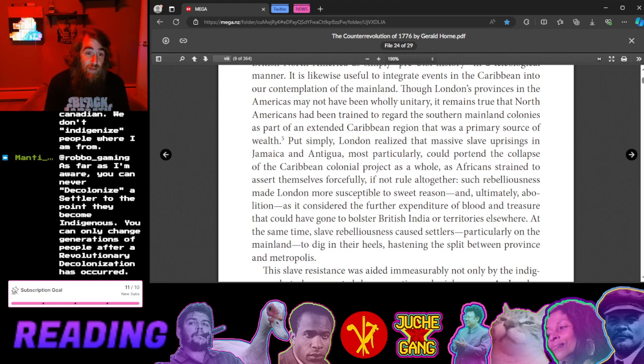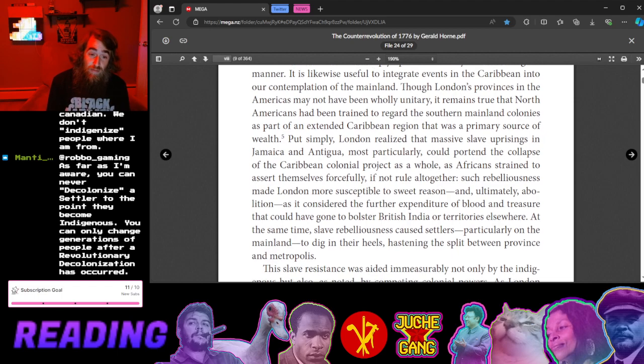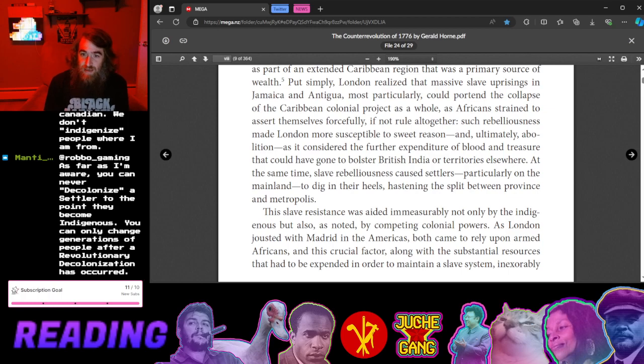Though London's provinces in the Americas may not have been wholly unitary, it remains true that North Americans had been trained to regard southern mainland colonies as part of an extended Caribbean region that was the primary source of wealth. Put simply, London realized that massive slave uprisings in Jamaica and Antigua could portend the collapse of the Caribbean colonial project as a whole, as Africans strained to assert themselves forcefully, if not rule altogether. Such rebelliousness made London more susceptible to sweet reason and ultimately abolition, as it considered the further expenditure of blood and treasure that could have gone to bolster British India or territories elsewhere.